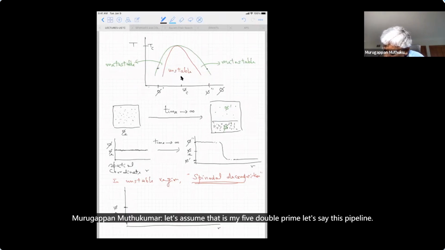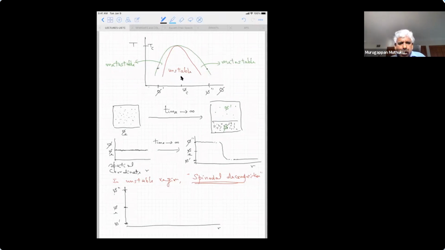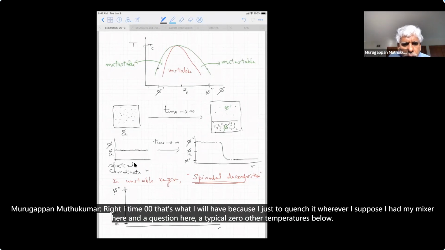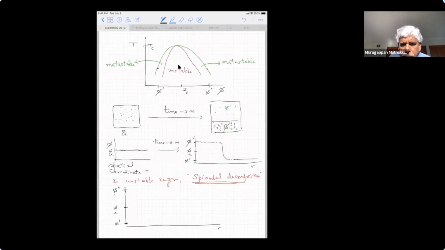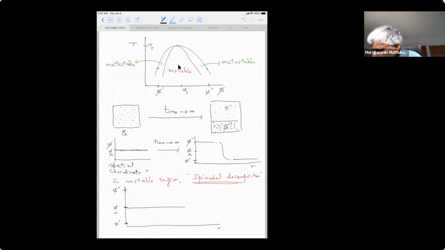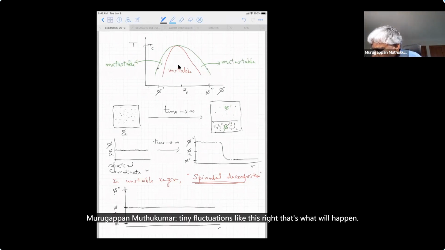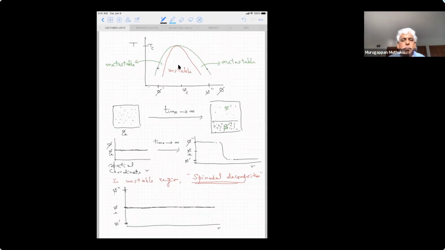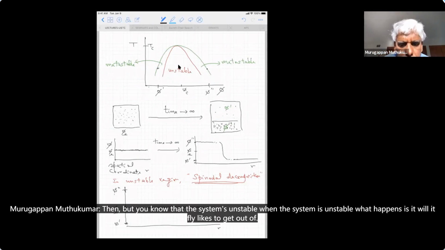Let's assume this is my phi double prime. Let's say this is phi prime. Okay. So at time equal to 0, that's what I will have, because I just quenched it. Suppose I had my mixture here and I quenched it here. At t equal to 0, although the temperature is below the critical temperature, the density profile is going to be something like this. Tiny fluctuations like this, right? That's what will happen. But you know that the system is unstable.